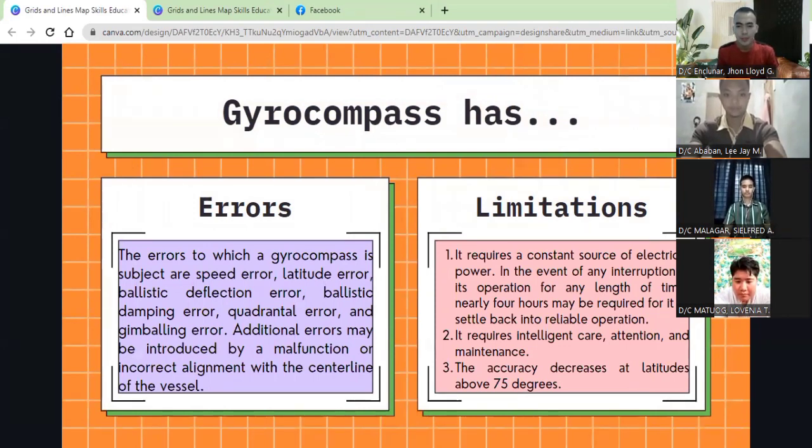Limitations of a gyro compass. Number one, it requires a constant source of electrical power. In the event of any interruption in its operation for any length of time, nearly 4 hours may be required for it to settle back into reliable operation. Number two, it requires intelligent care, attention, and maintenance. Number three, the accuracy decreases at latitudes above 75 degrees.